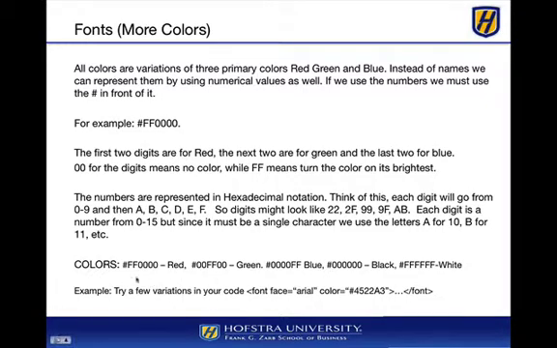So some examples of colors: FF0000 is red, 00FF00 is green, 0000FF is blue, and if I turn off all the colors, it's black. If I turn them all on, it's white. And you can do variations.